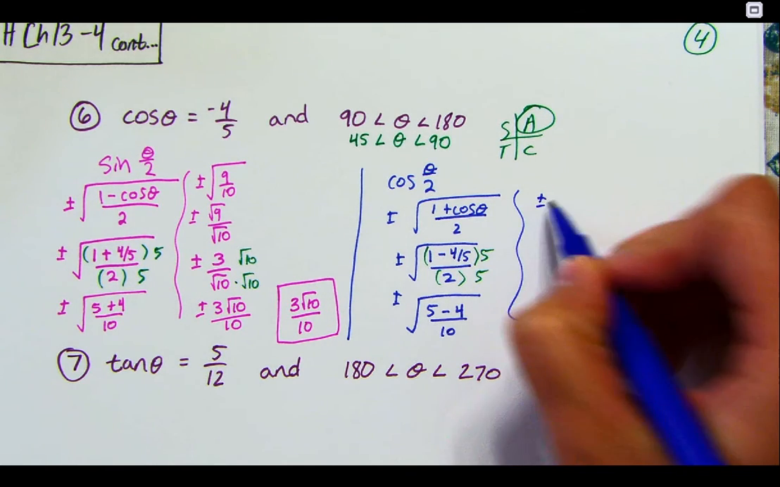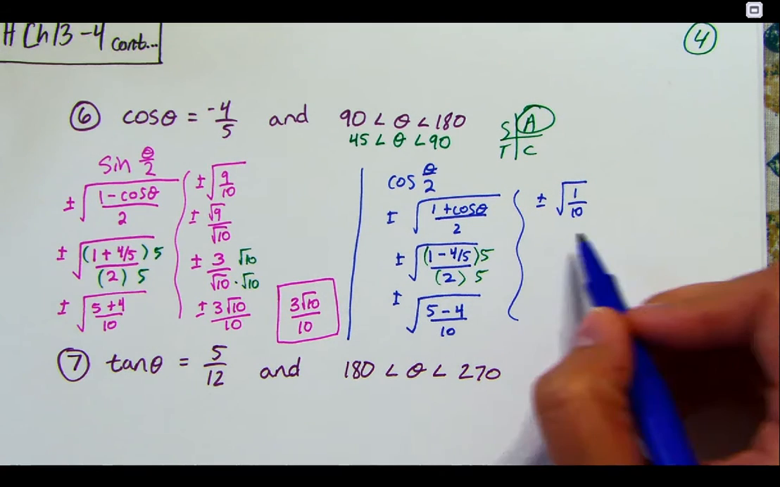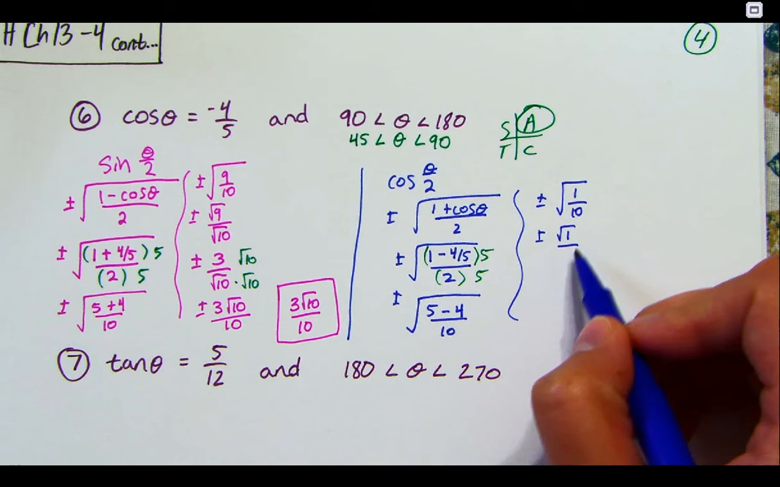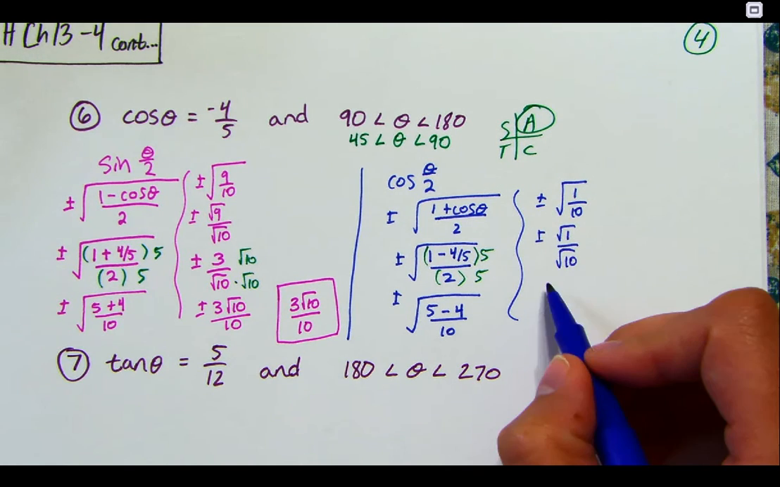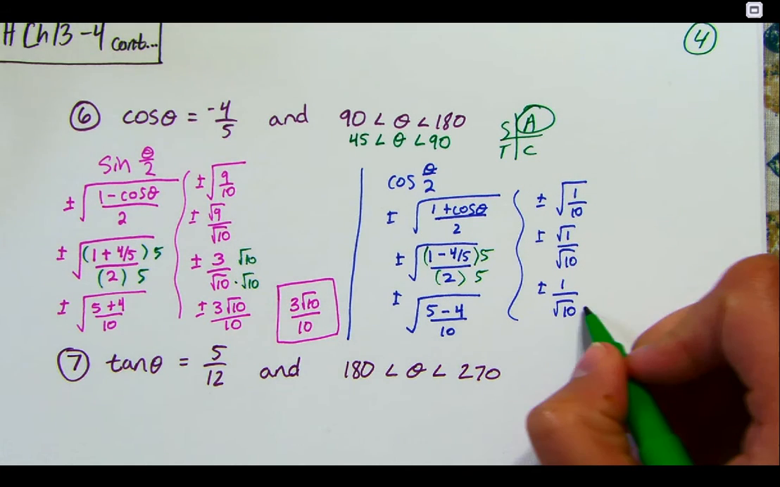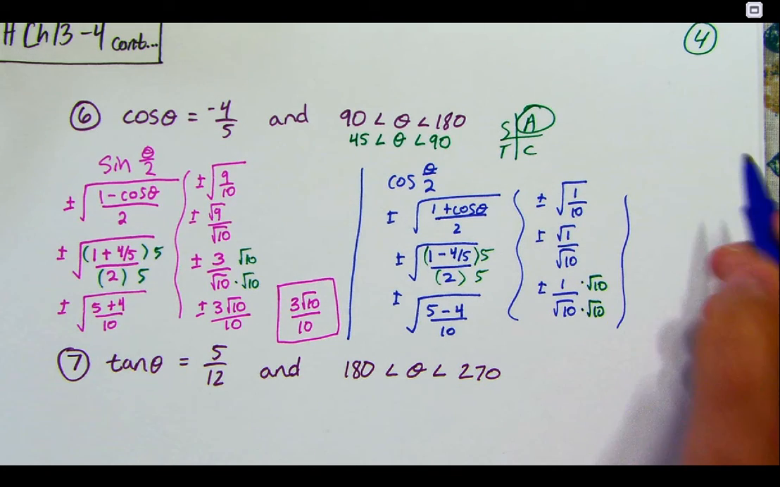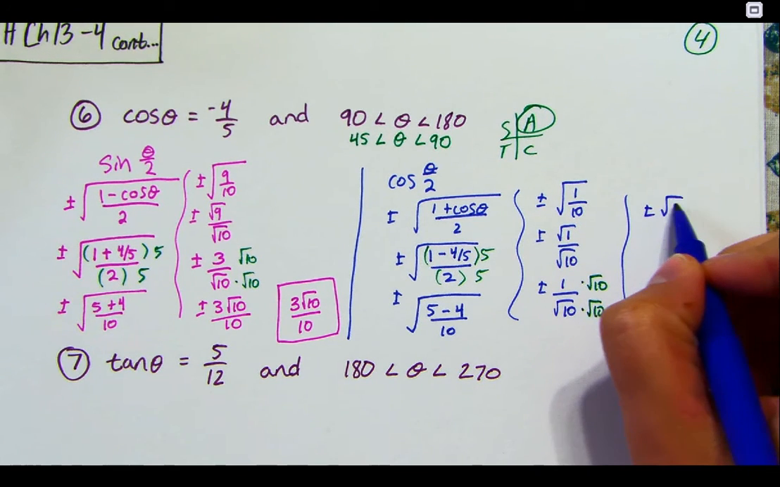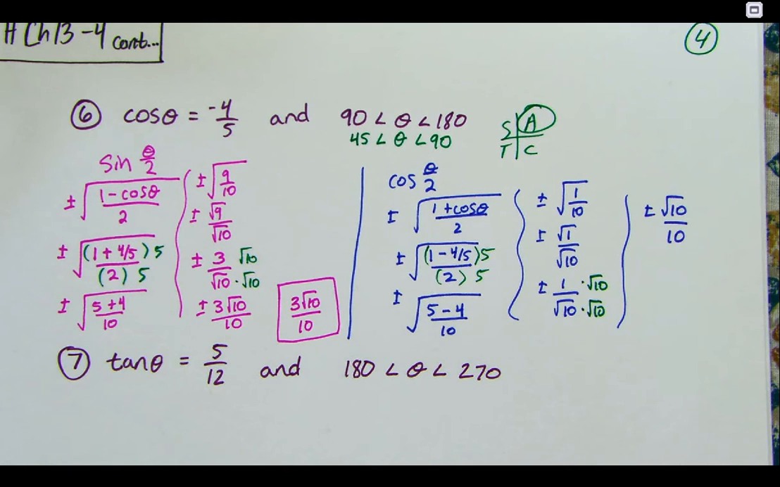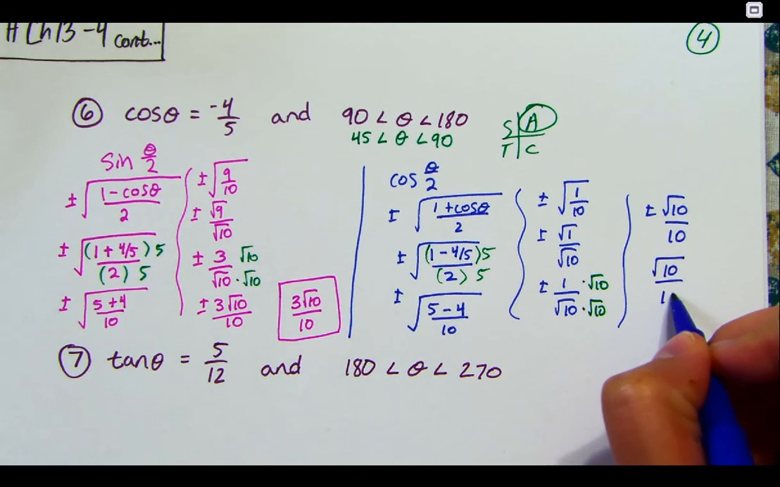So combining, 5 minus 4 is 1, and then over 10 still. Thinking of it as 2 separate square roots, I can take the square root of 1, which is 1, and then I can't simplify the square root of 10, but I do need to rationalize. So this will be plus minus square root of 10 over 10. And then again, I'm deciding if I'm going to keep the positive or the negative. So again, I'm in quadrant 1, so all of my answers are positive. So this final answer will be the square root of 10 over 10.